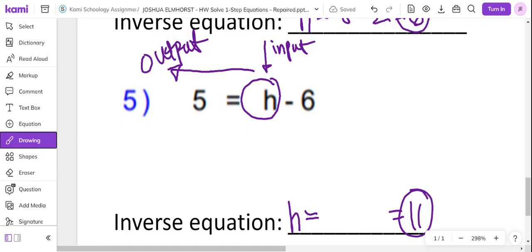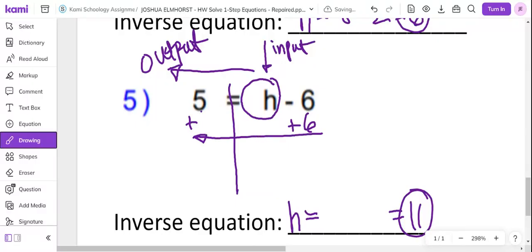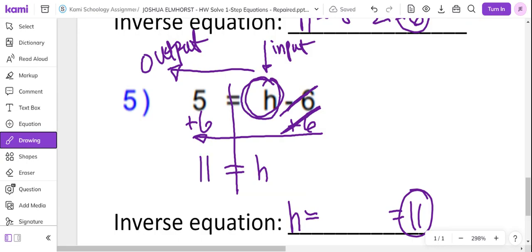Okay. What's the opposite of subtracting 6 from H? So we're going to add 6 to the right side and then go over to the other side and add 6 to help us solve and do inverses. So now that we've done the inverse of subtracting 6, we added 6. Now we have H is equal to 11. How did we get 11? H is equal to 5 plus 6, which is equal to 11.